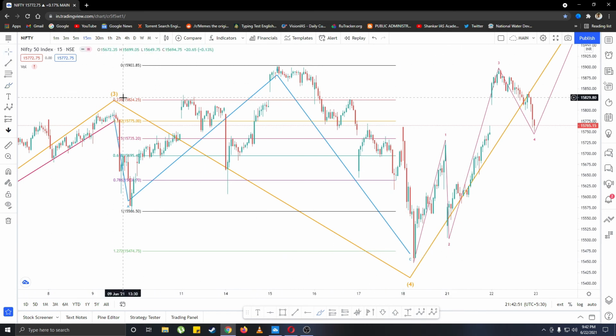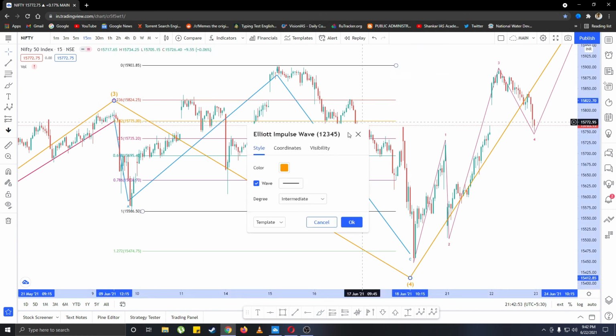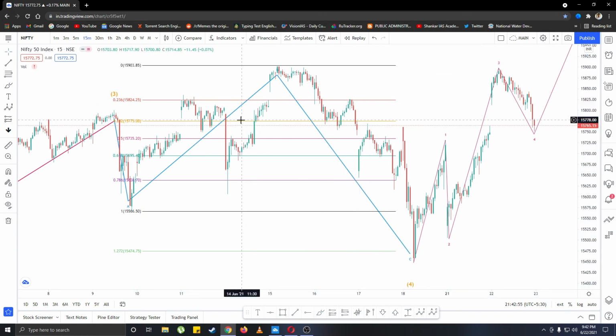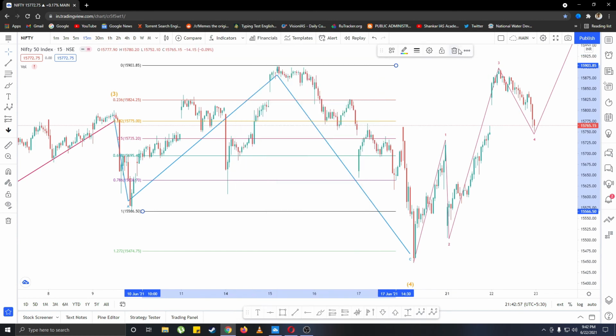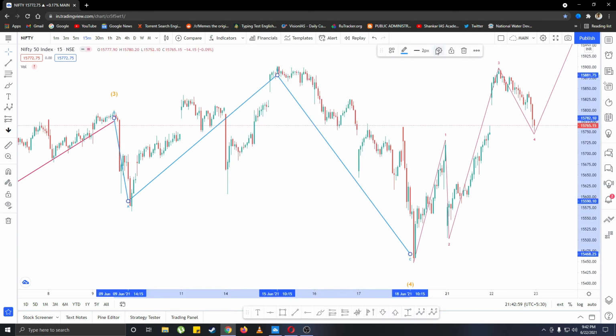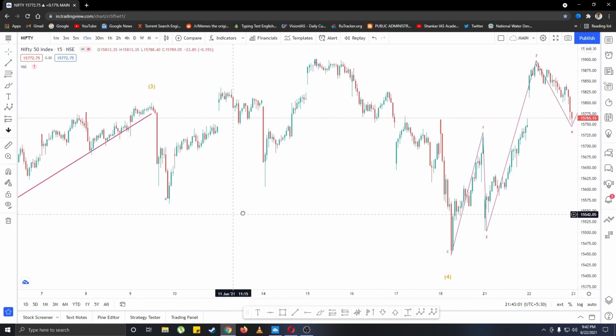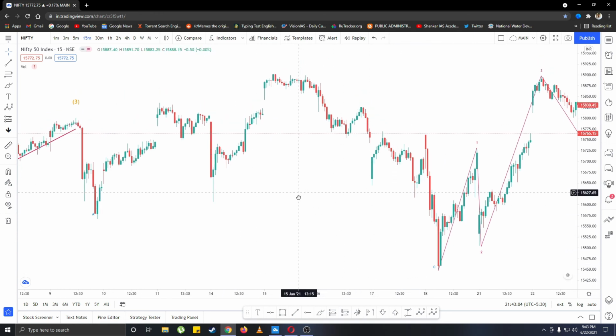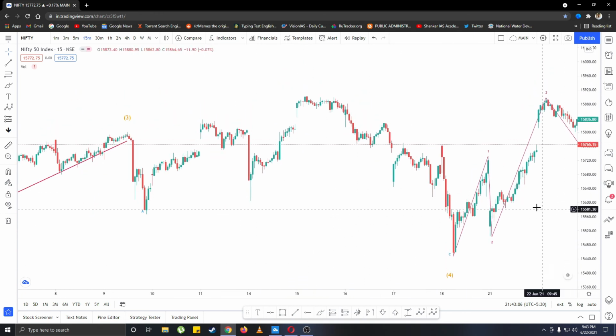And also, let me get rid of these lines. Now also, why do I consider this as an expanded flat? Because of the internal wave counting. Now the internal wave counting of an expanded flat is an ABC and a BC, and then a 1, 2, 3, 4 and a 5. Now I think that this is a B, C, then an A, B and a C, then a 1, 2, 3, 4 and a 5.